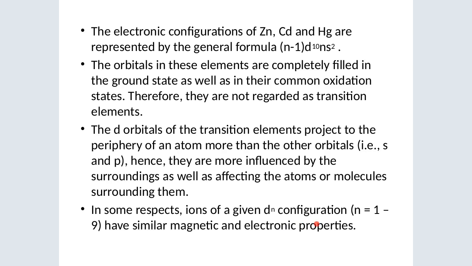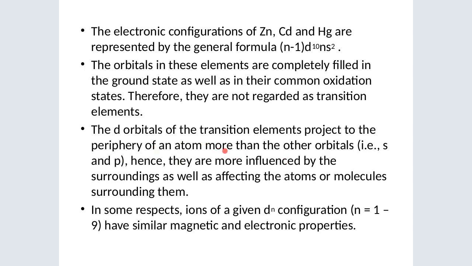The electronic configuration of zinc, cadmium, and mercury may be represented by a general formula of the penultimate orbital having d10 and ns2. The orbitals in these elements are completely filled in the ground state, and therefore, even if you have the ground state at d10, if you form their common cations by removing the ns electrons, still the d will be completely filled. So they are not transition elements.